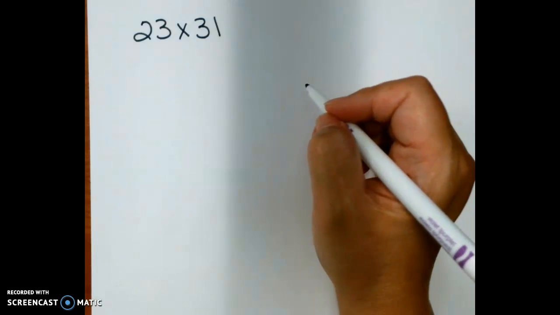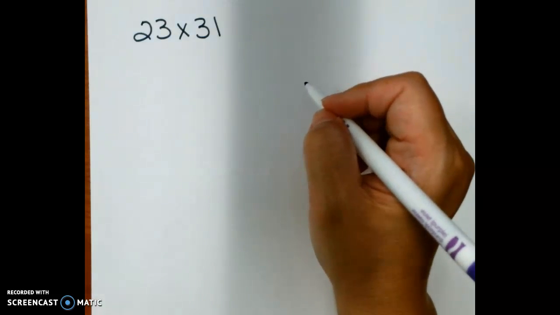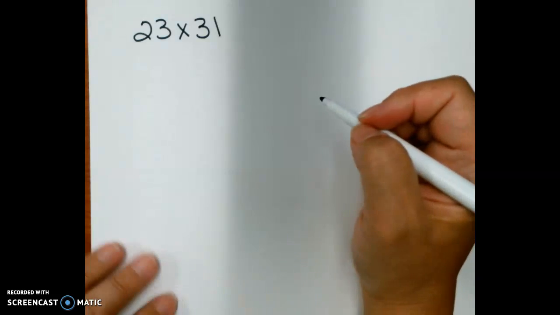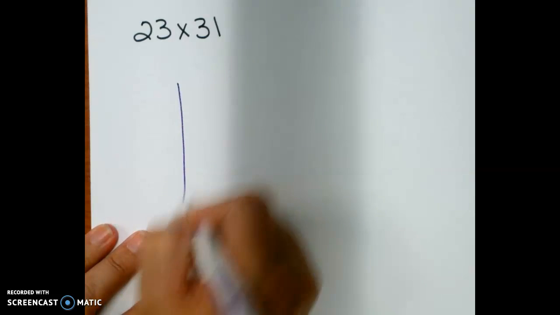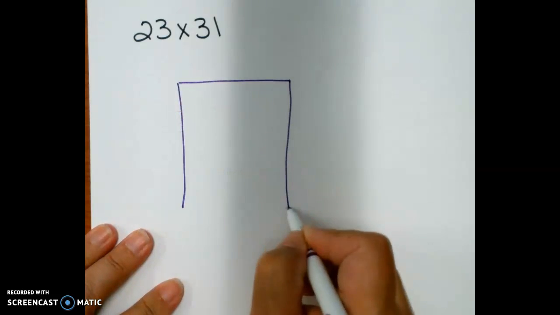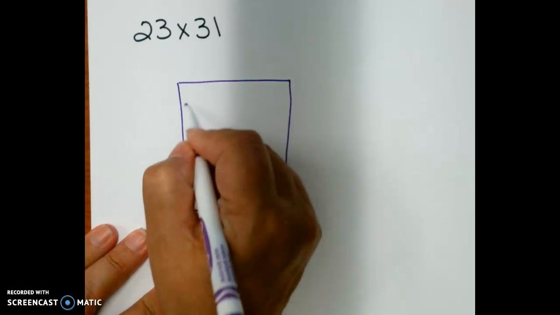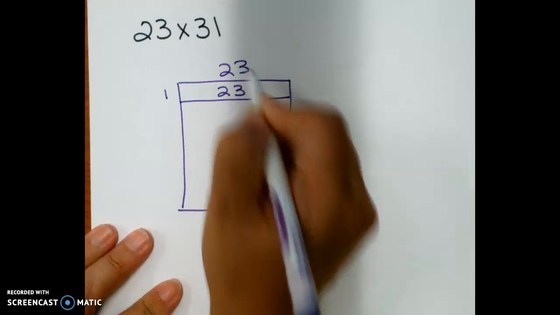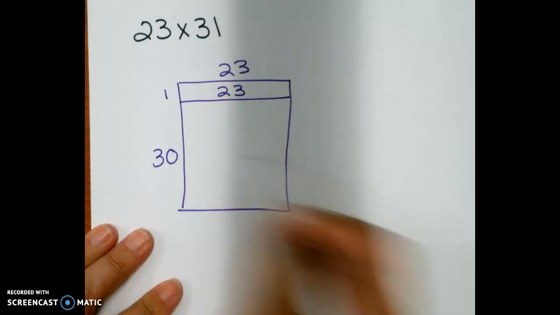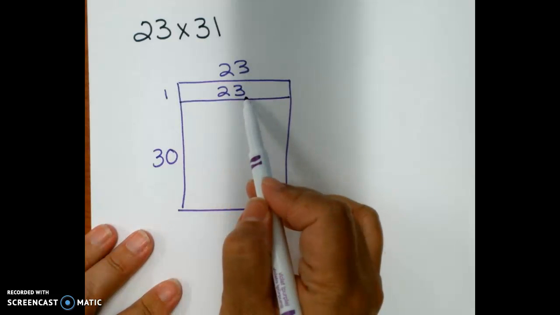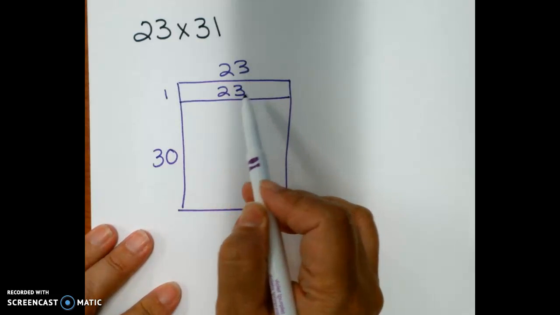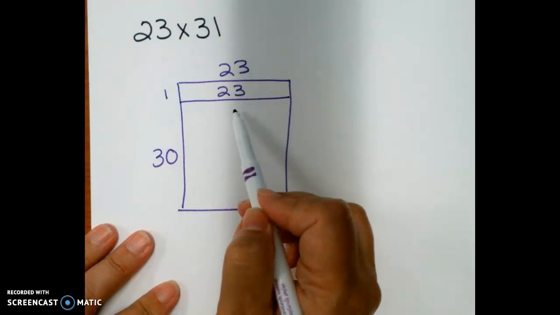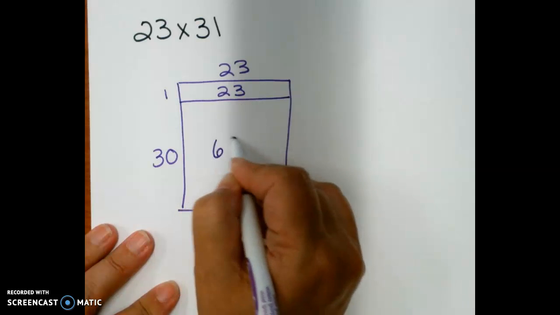Okay, so now I'm going to multiply something a little harder. I'm going to multiply 23 times 31. So I'm going to draw an area model, and I want you to do this one with me. So I have 1 23 and I have 30 23s. So 1 times 23 is 23. I wrote that in a little early, I'm sorry. And then 30 times 23 would be 690.